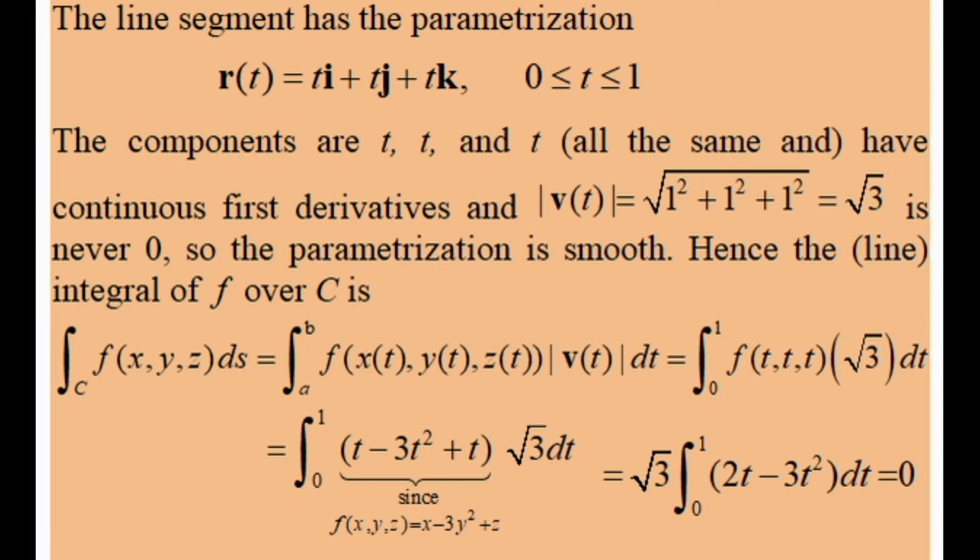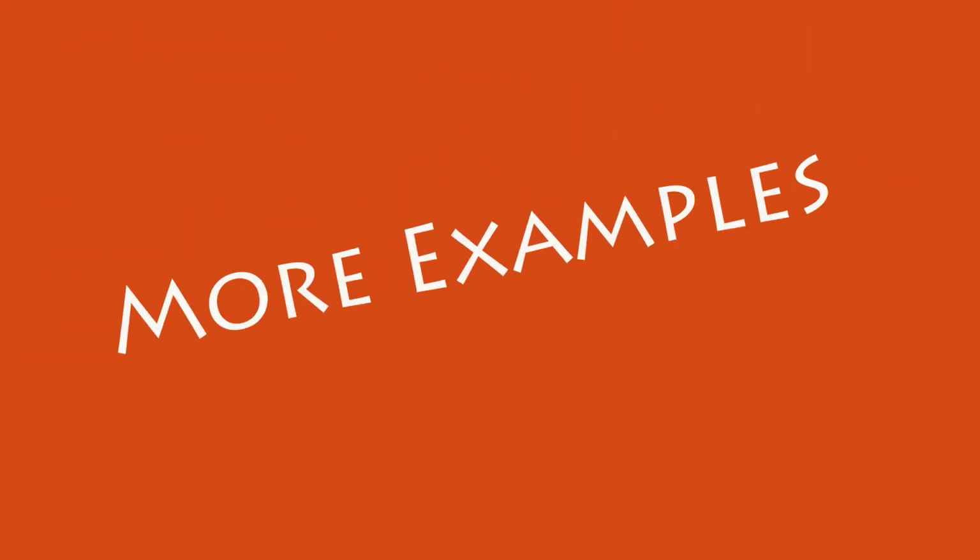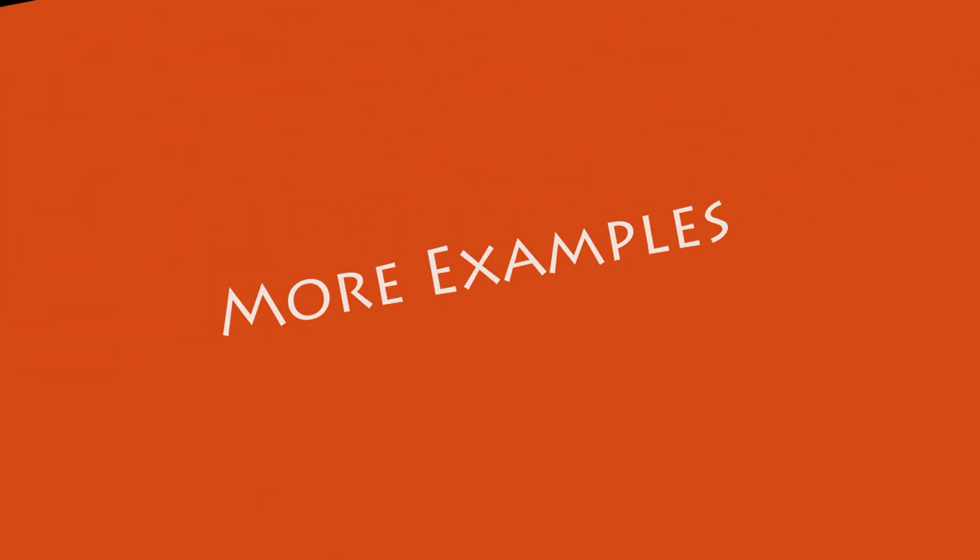f(x,y,z) is x − 3y² + z. So we put x = t, y = t, and z = t, and we get the above integral equal to the integral from 0 to 1 of (t − 3t² + t) times √3 dt, which is equal to √3 times the integral from 0 to 1 of (2t − 3t²) dt, which is equal to √3 times (t² − t³) within the limits 0 to 1, which gives the value 0. Now we consider some more examples as follows.